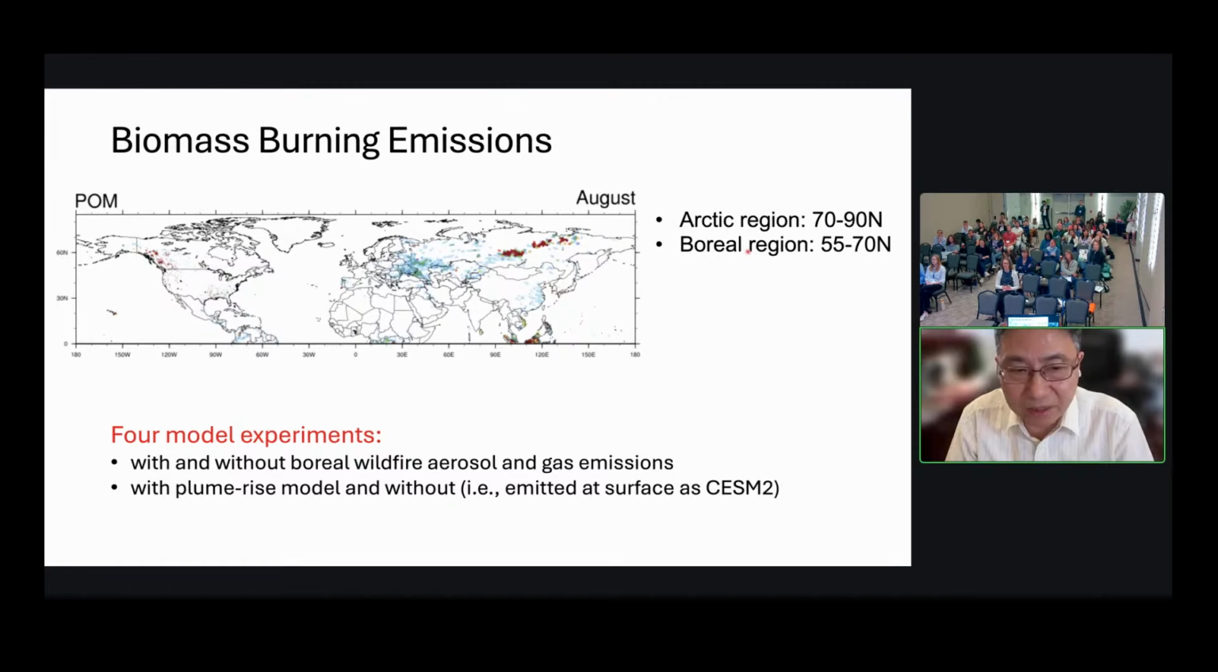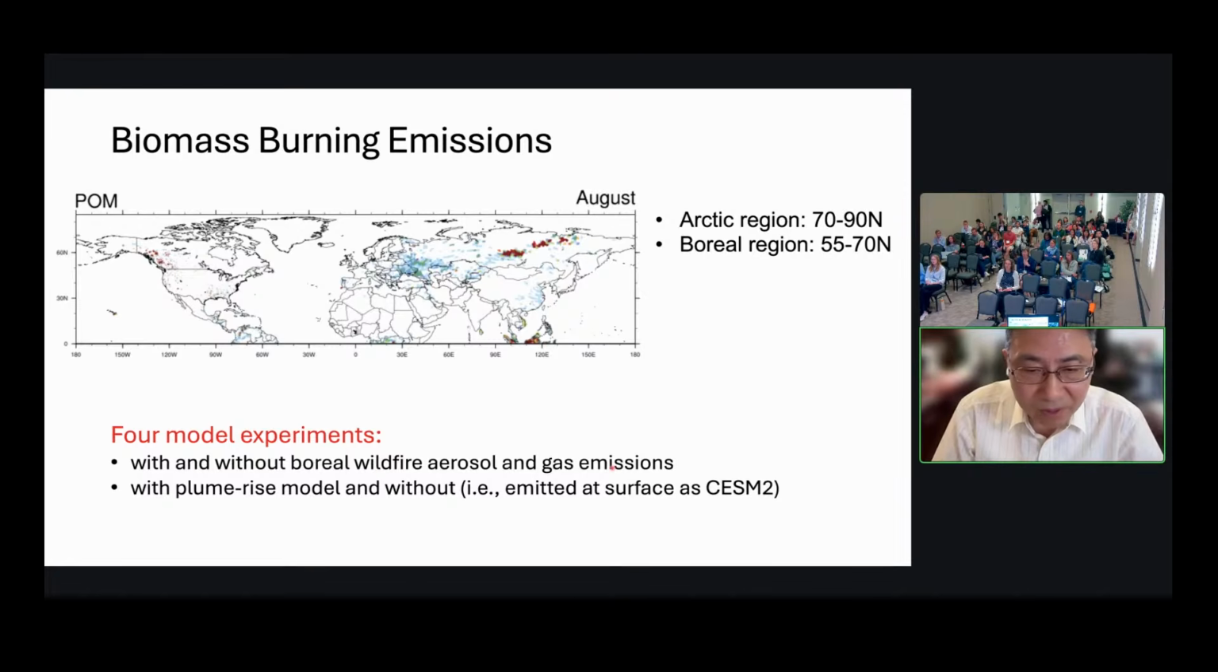So we conduct four experiments in our study. One experiment is without boreal wildfire aerosol and gas emission. So basically, we have on and off of the biomass burning emission in the boreal regions. Boreal region we define as 55 to 70 degrees north. And in addition, we have another experiment. We look at either turning on the plume-rise model or without the plume-rise model. Basically, if without, we emit the biomass burning emissions at the surface, the same as in CESM2.